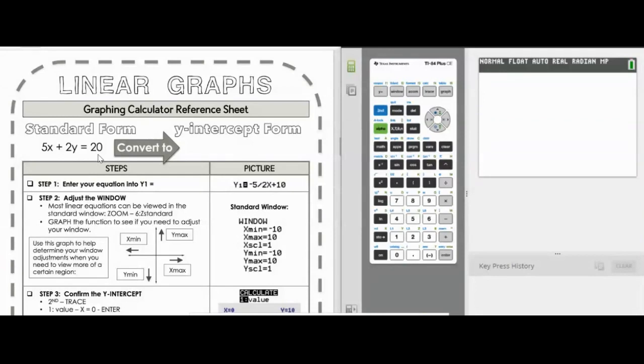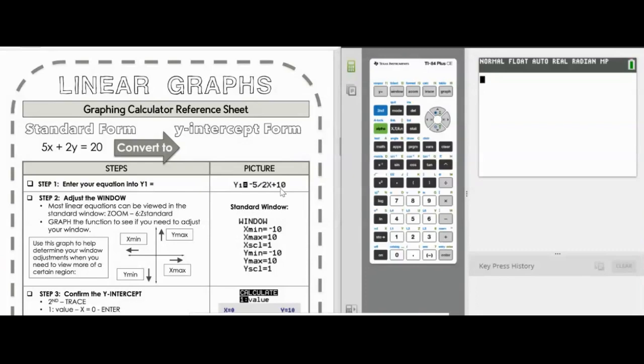You will be given equations in standard form, such as this equation, 5x plus 2y equals 20. Then you will need to convert them to y-intercept form. All that means is solve the equation for y. Get the y all by itself. You can see how they've done that in step number 1. The equation is now negative 5/2 x plus 10.